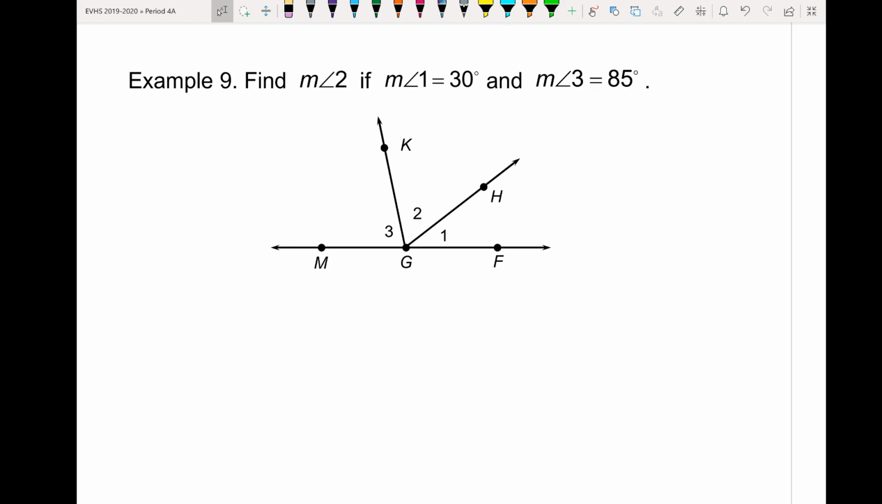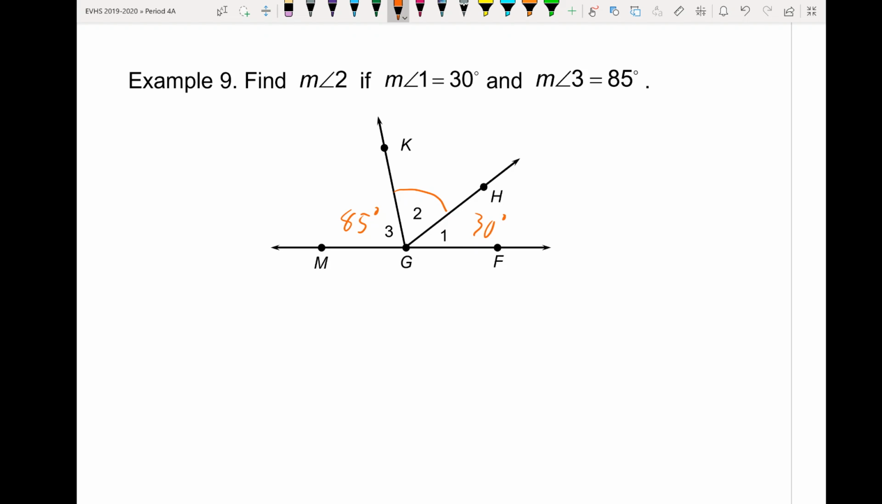All right, so this one's a little bit different just because there's three angles here. Measure of angle 3. Find the measure of angle 2. We want to find this one, if the measure of angle 1 is 30 degrees and the measure of angle 3 is 85 degrees.